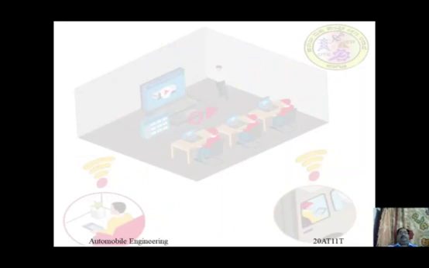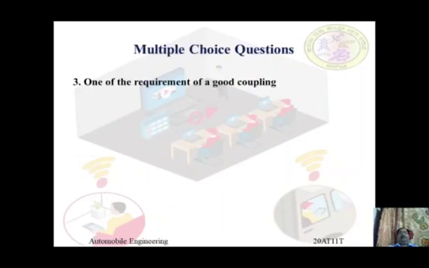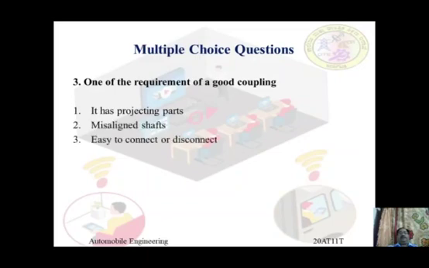Third MCQ, one of the requirements of a good coupling. Number 1, it has projecting parts. Number 2, misaligned shafts. Number 3, easy to connect or disconnect. Fourth one, increases the transmission shocks.